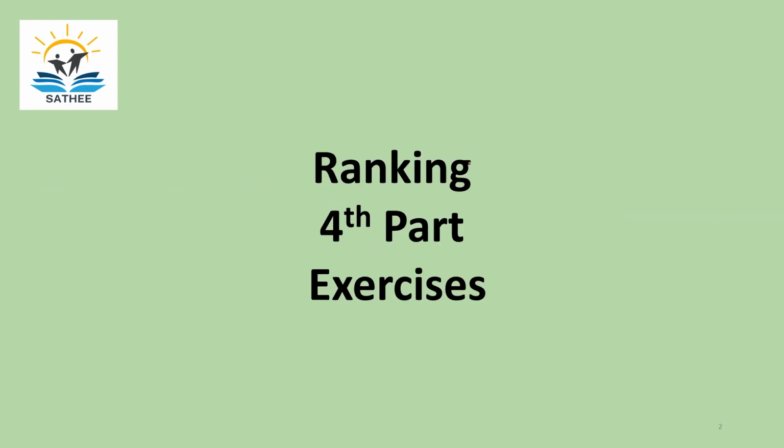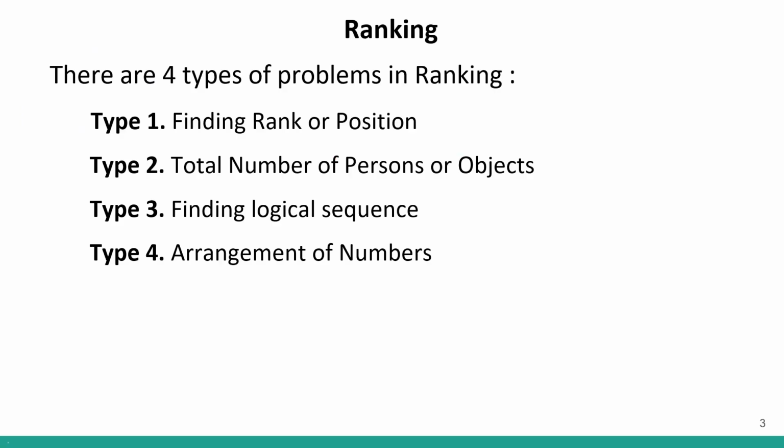In today's lecture, we will discuss the exercise questions from ranking. Now we know that there are 4 types of questions that can come in your competitive exams from ranking. These are type 1, finding rank or position of a person or an object. Type 2 deals with finding the total number of persons or objects that are in a class or in a row. Type 3 is basically finding logical sequence.